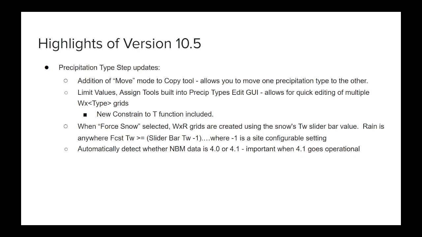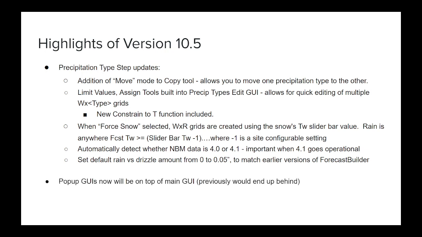Additionally, since this will probably be the last ForecastBuilder release until version 4.1 comes out, we've added code to detect whether the MBM data is 4.0 or 4.1. It's very important because the data changes from the conditional that we see with 4.0 to unconditional with 4.1. Also, if you recall, earlier versions of ForecastBuilder had the default drizzle amount as 500ths. That was recently reset to 0. We brought that back to 500ths to make it consistent again with previous versions.